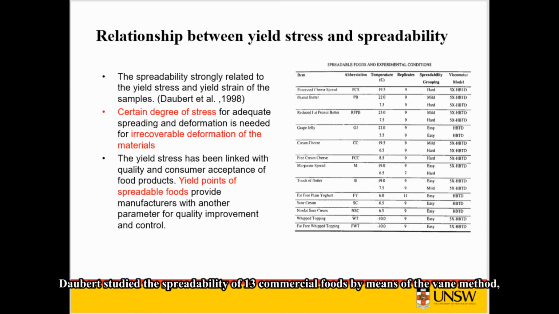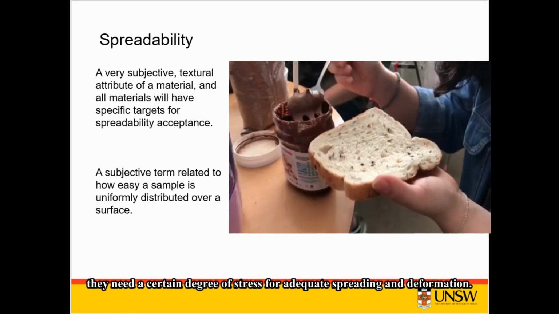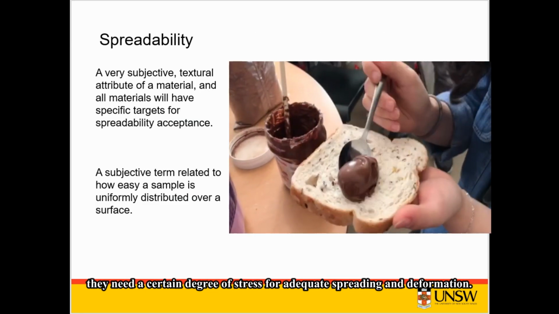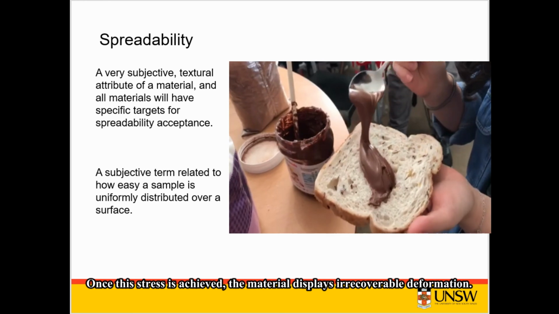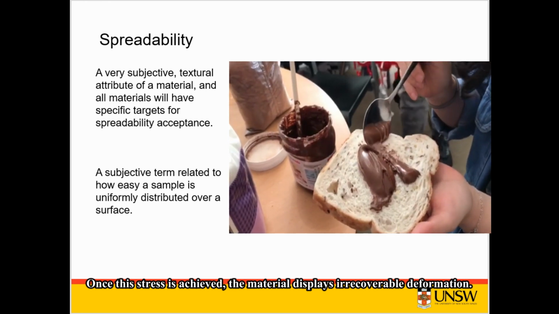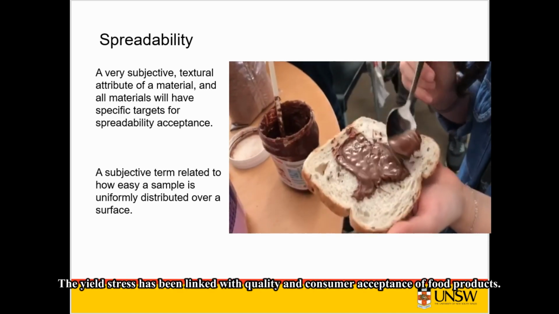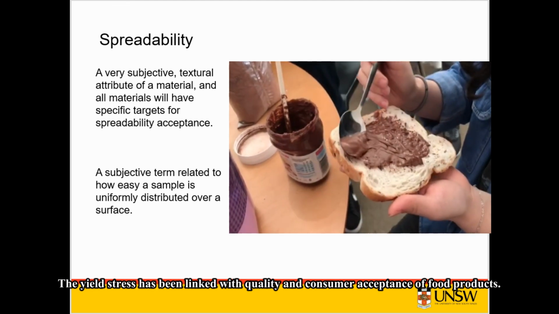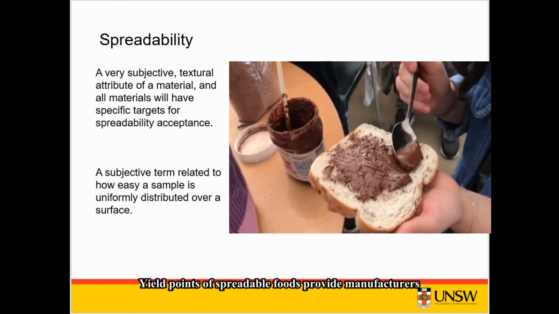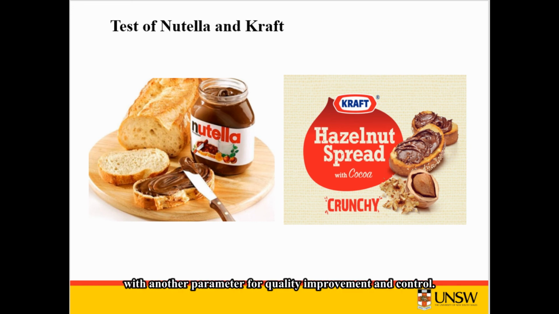Dalbert studied the spreadability of certain commercial foods by means of the WAM method and found that it was strongly related to the yield stress and yield strain of the samples. These foods have a common functionality. They need a certain degree of stress for adequate spreading and deformation. Once this stress is achieved, the material displays irrecoverable deformation. The yield stress has been linked with quality and consumer acceptance of the food product. The yield point of the spreadable food provides the manufacturer with another parameter for quality improvement and control.